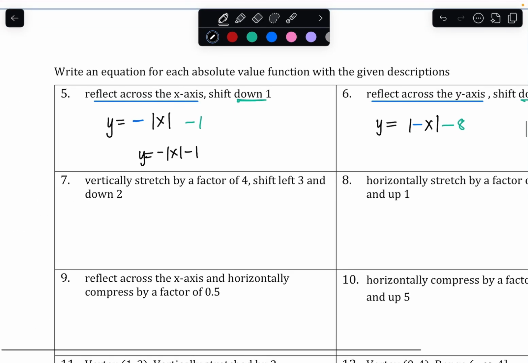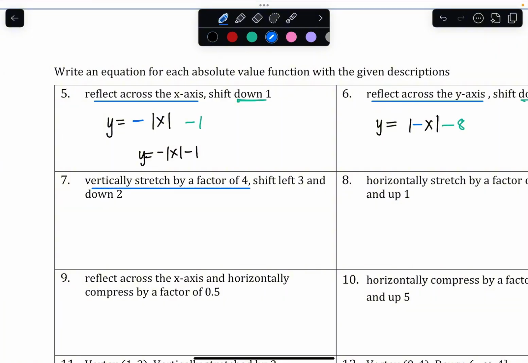Okay, next up, I have a vertical stretch by 4. And so here's my bars. And my vertical stretch by 4 would be outside the bars. And then left 3 means I have +3 inside the bars. Remember, everything inside the bars is opposite of what you would expect. And then down 2, we would have a minus 2 outside the bars. Since it says equation, make sure you have a y equals or f of x equals.